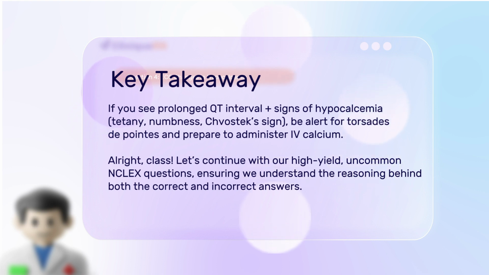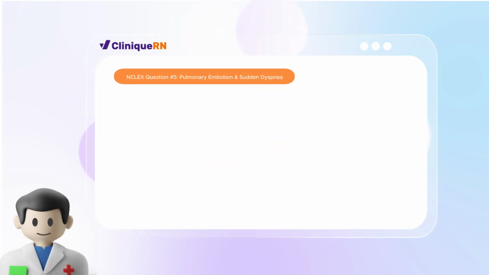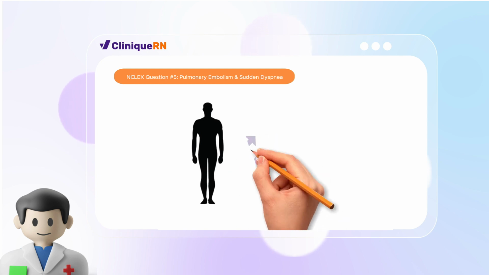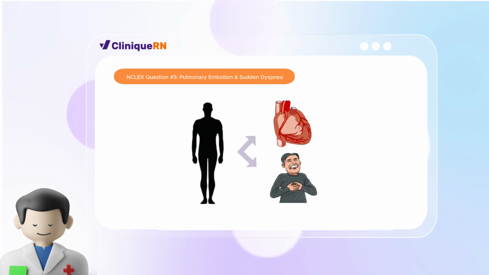All right, class, let's continue with our high-yield, uncommon NCLEX questions, ensuring we understand the reasoning behind both the correct and incorrect answers. NCLEX question number 5. Pulmonary embolism and sudden dyspnea. A highly tested emergency topic: a client suddenly develops dyspnea, tachycardia, and pleuritic chest pain.